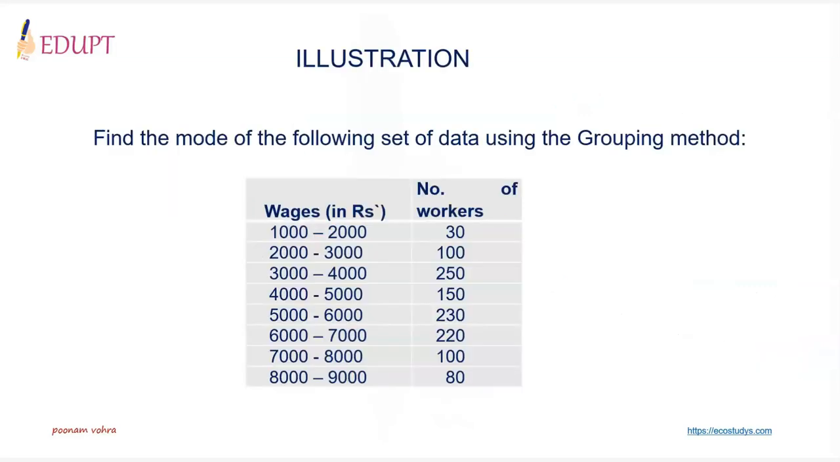Now let's have a look at the second illustration where you are required to find mode for the following set of data using grouping method. The data is relating to wages given in class intervals beginning from 1000 to 2000 till 8000 to 9000 and number of workers given as frequencies. Let us understand the grouping method.